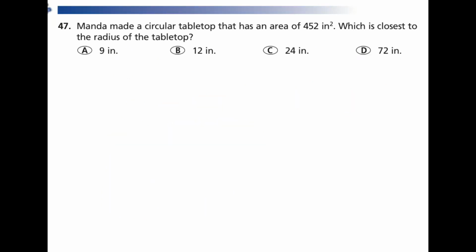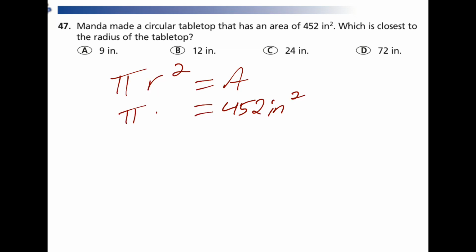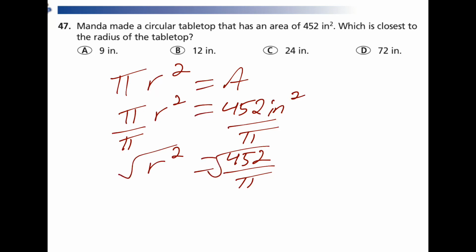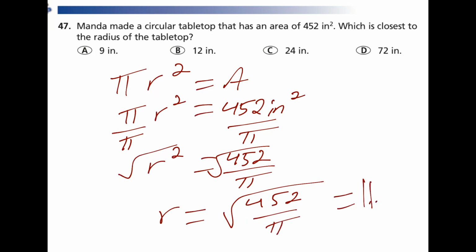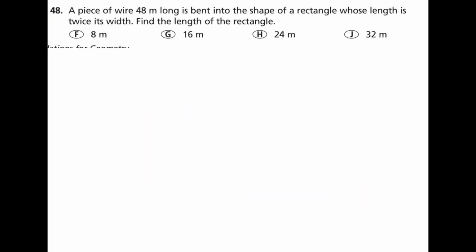For 47, area of a circle is pi r squared. So I know that I can plug in this 452 inches squared over here for the area. And I'm trying to figure out what r is. So if I divide both sides by pi, I get that r squared is equal to 452 divided by pi. And then if I take the square root of both sides, I get that r is equal to the square root of 452 divided by pi. If you did this in your calculator, you get 11.99, pretty much B.